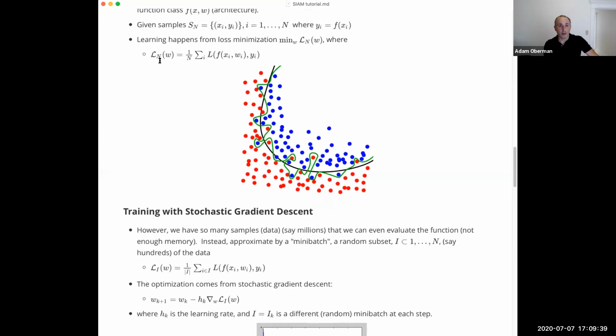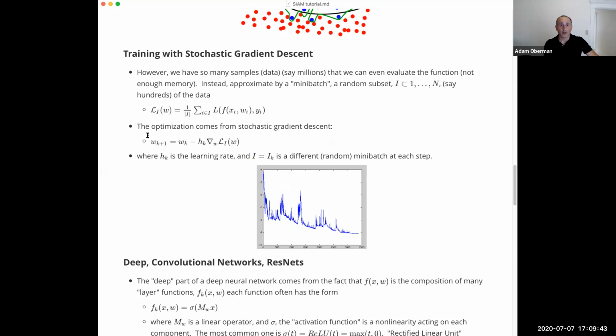Okay, I said we minimize this loss. How do we do it? We do it by optimization. We do it by training with stochastic gradient descent.